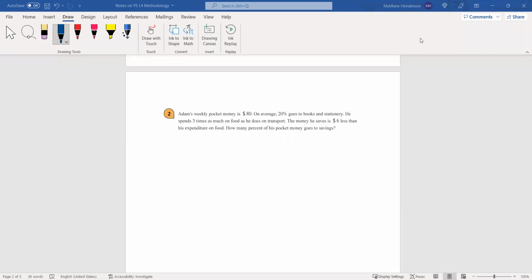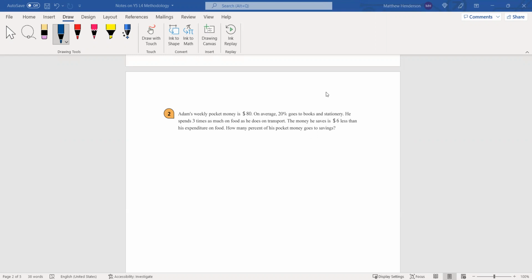Adam's weekly pocket money is $80. On average, 20% goes to books and stationery. He spends 3 times as much on food as he does on transport. The money he saves is $6 less than his expenditure on food. How many percent of his pocket money goes to savings?